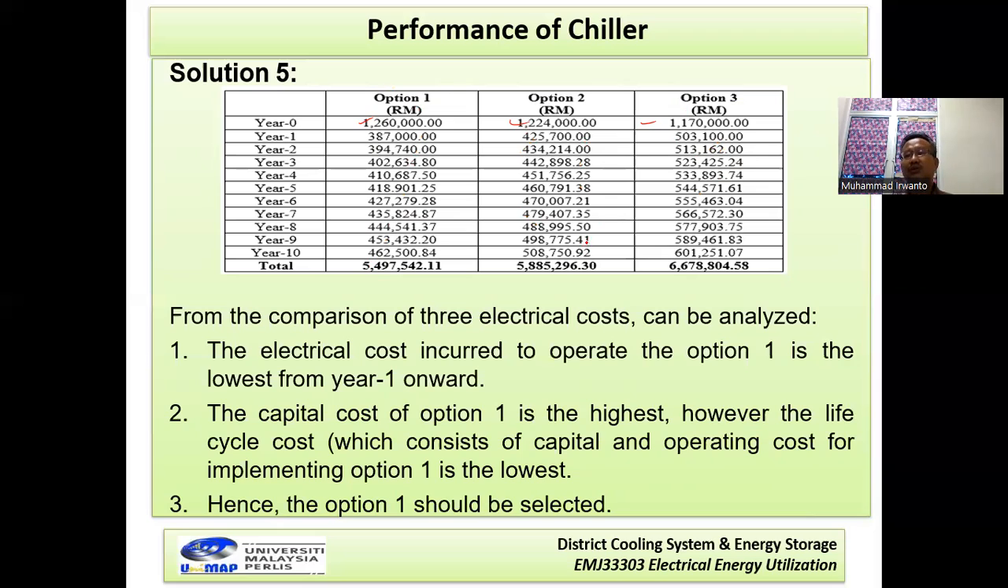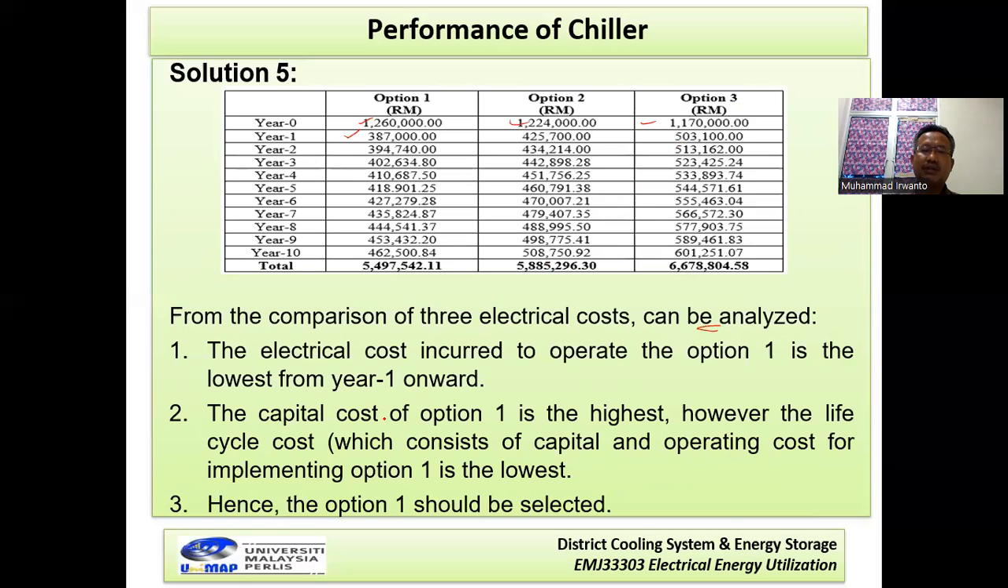Okay, and then after this we want to take a conclusion for the decision. Look at the comparison of the 3 electrical costs from the 3 chiller options. The first, the electrical cost to operate option 1: look at option 1 for the first year here, it is lowest. Meaning option 1 is lowest compared to option 2 and option 3.